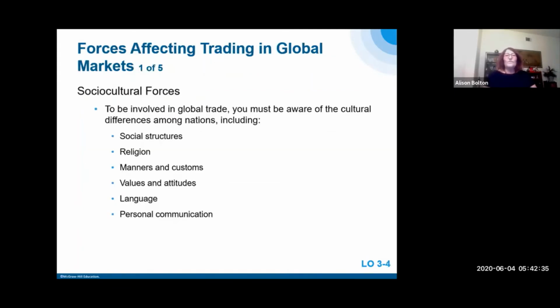So what are the forces affecting trade in global markets? And when we start to look at this first, we look at the socio-cultural forces. And we really need to pay attention to them. So what are social structures, religion, manners and customs, values and attitudes, language, personal communications? This is how we interact, right? Social, cultural. And I believe, let me move forward to the next slide.